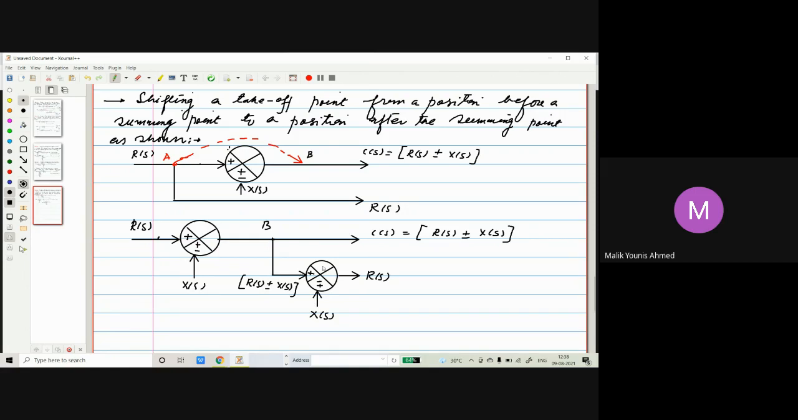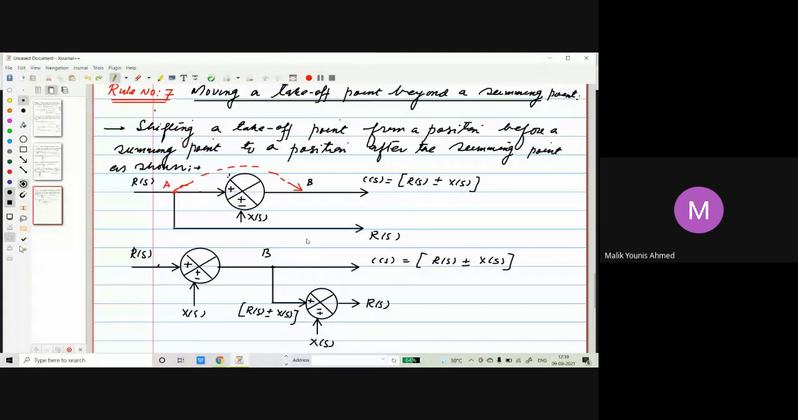So in a nutshell, what have we done? If we have to move a takeoff point from a position before a summing point to after a summing point, then we have to add a summer whose signal will be just opposite to the signal we have got. If it's plus minus, it will be minus plus. If it's minus plus, it will be plus minus. That's all we have to do when we are doing such manipulations or such modifications in reducing the block diagram.